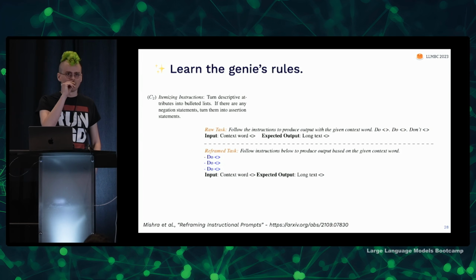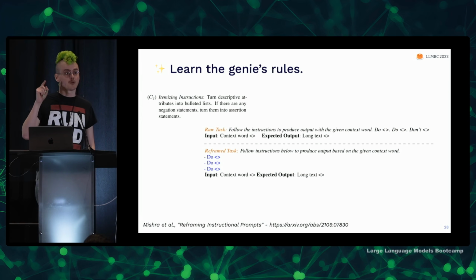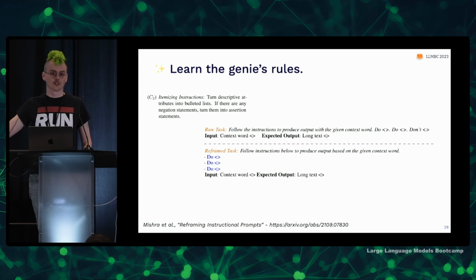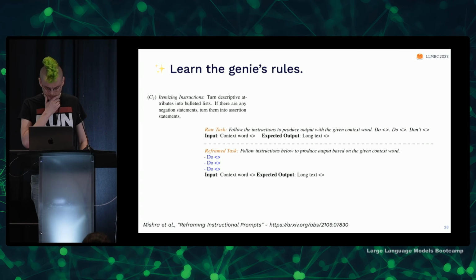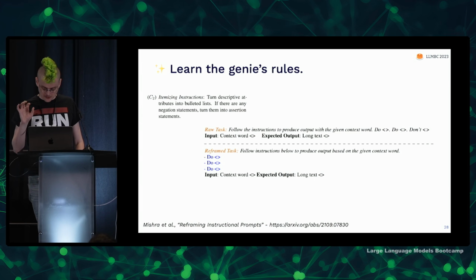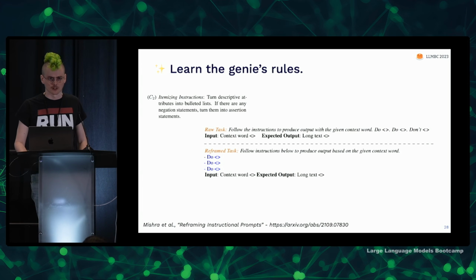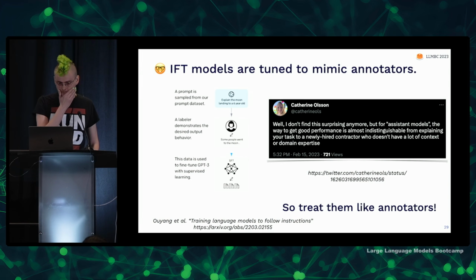So rather than saying "don't be stereotyped," it's "please ensure your answer does not rely on stereotypes." In general, the use of negation words like "not" tends to be followed poorly by language models, especially at a smaller scale.